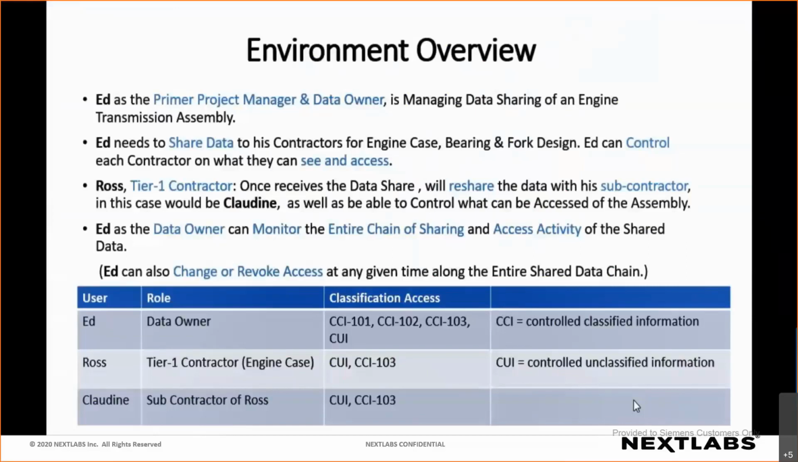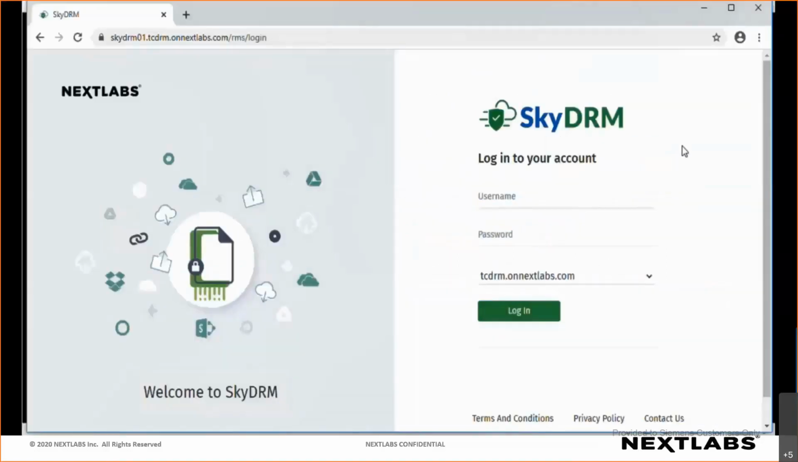So this could be where information is out of Teamcenter, put into Box or SharePoint or OneDrive, and now the main user, Ed, is having his users access this, or in this case, a subcontractor is accessing it through one of those repositories, but through a project within SkyDRM. So SkyDRM is your main control point for any of these users to access it, no matter what the backend is that's holding the information.